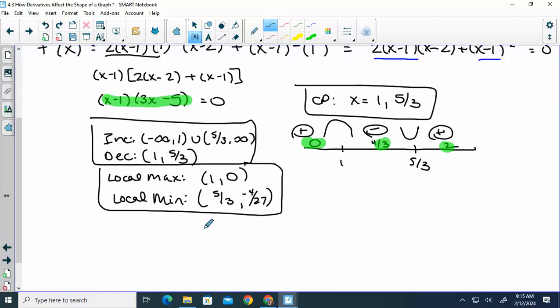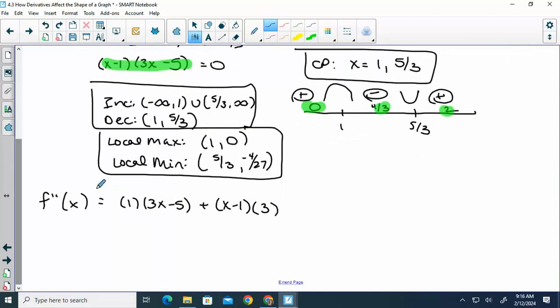All right, now what? Second derivative. We already have simplified the first one, so I'm going to do my derivative from there. So we do product rule. Derivative of the first, so derivative of x minus 1 is 1, times the second, plus the first. Derivative of the second, derivative of 3x minus 5 is 3. Just multiply it out.